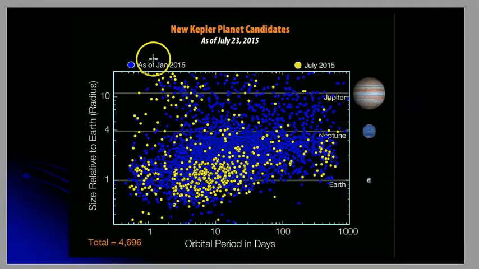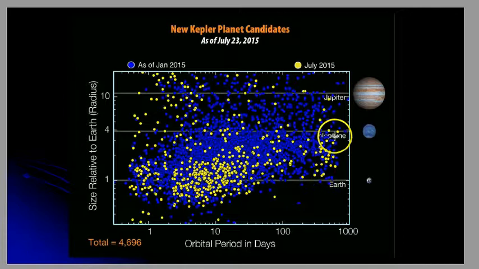This is a diagram of orbital period in days versus the size relative to Earth's radius, the size of planets. All right, and so the blue dots are all as of January 25th. The yellow dots are July 2015, and so you can see a good number were added in that period of time. Now here's Earth, right? Earth, relative to the Earth size, is exactly the same size as the Earth, and you come down here, 365 days. There's 100, 200, 300, 365 days. So Earth is right in here.